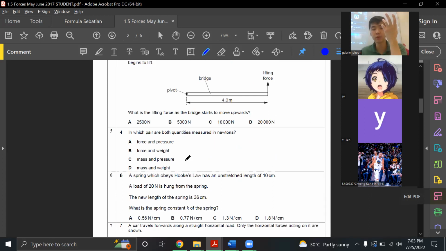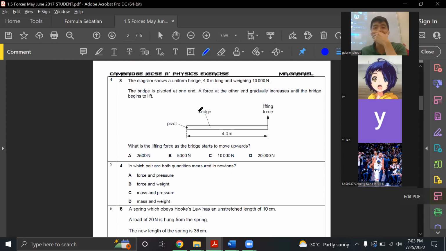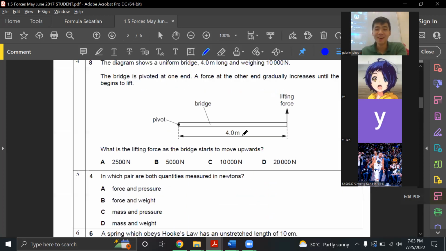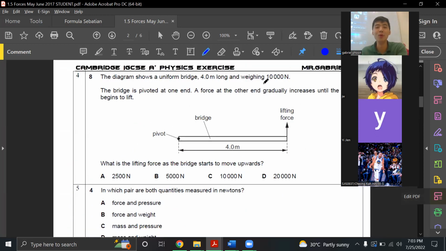Which other question did you guys get wrong? Question 4. Why? This one already tells you it's obviously going to be moments in equilibrium. So let me ask you guys this: where is this 10,000 newtons acting? Yeah, at the 2 meter there.